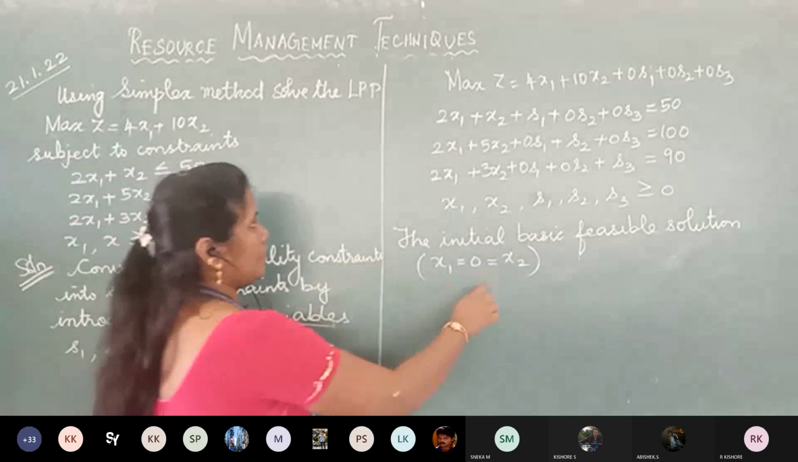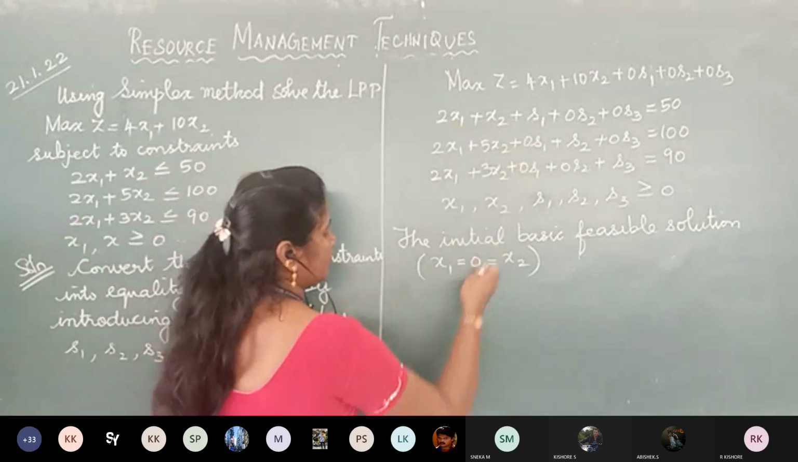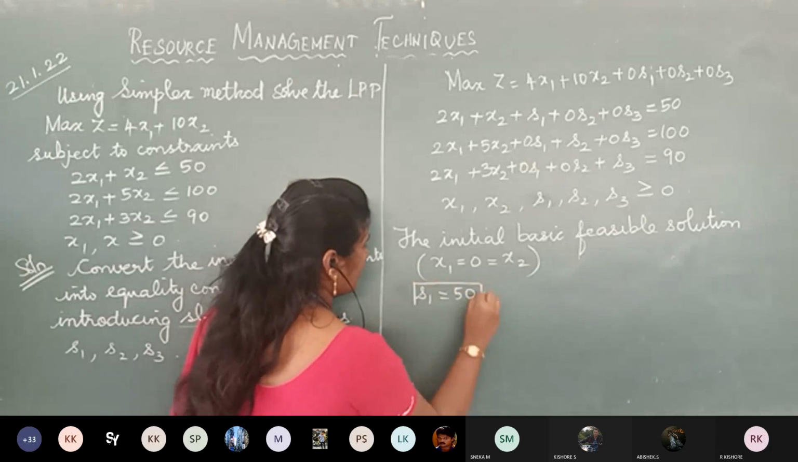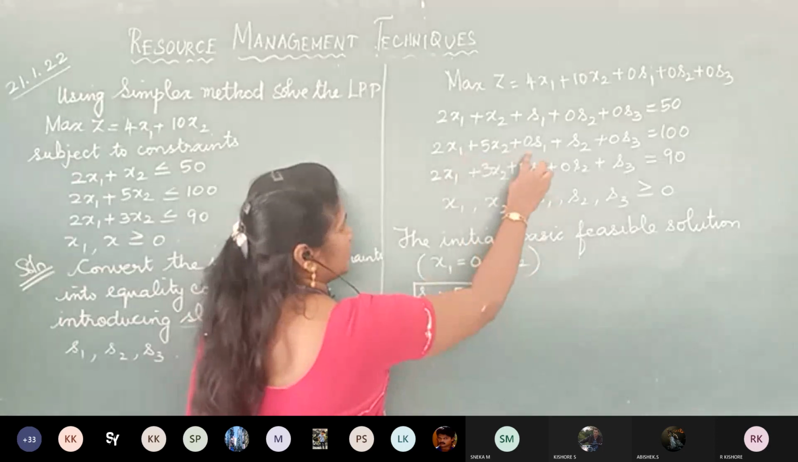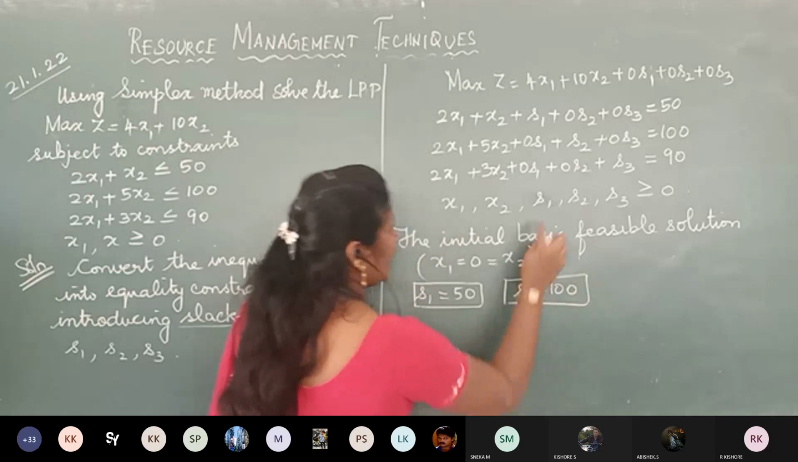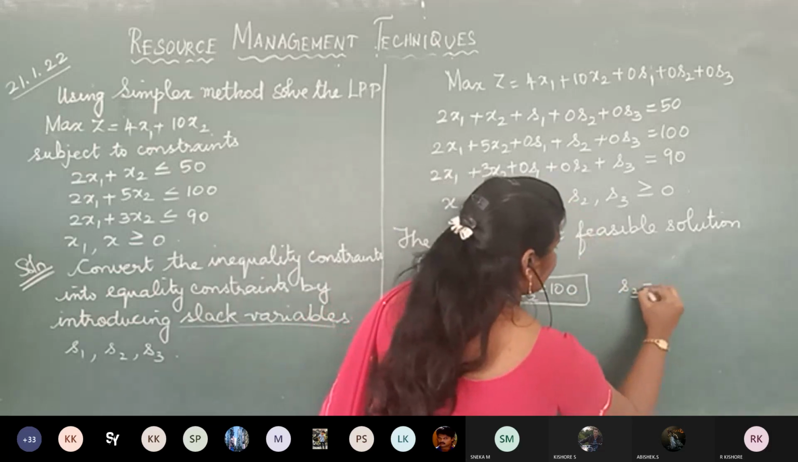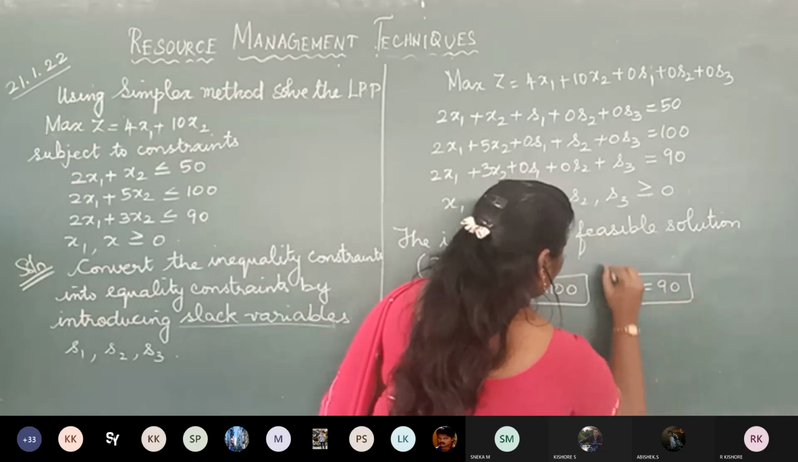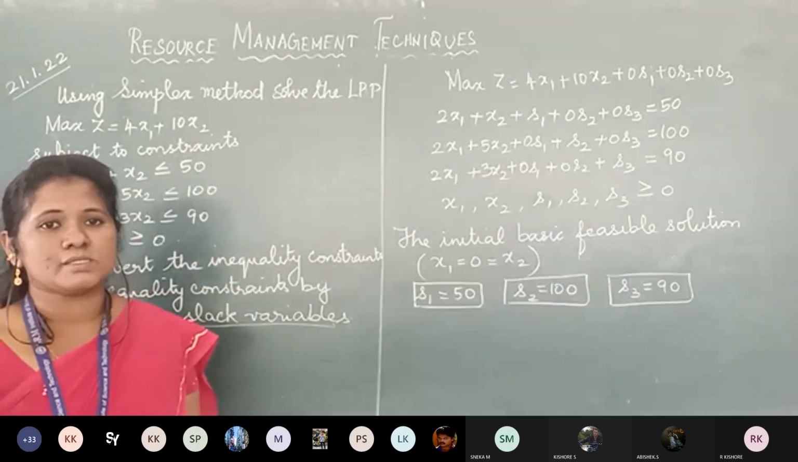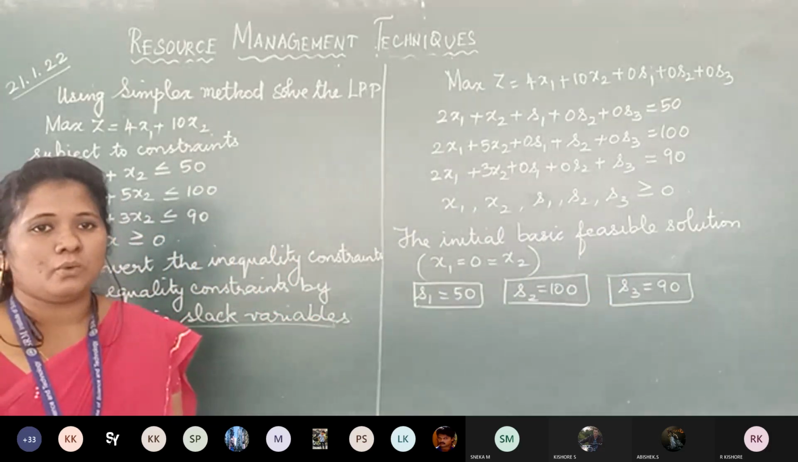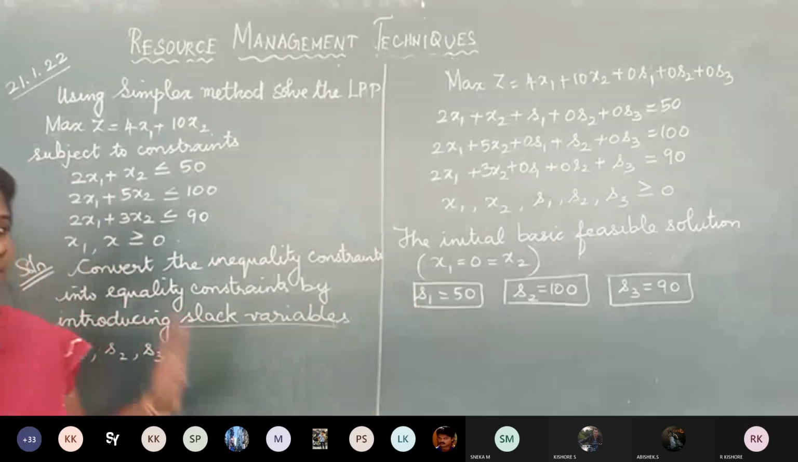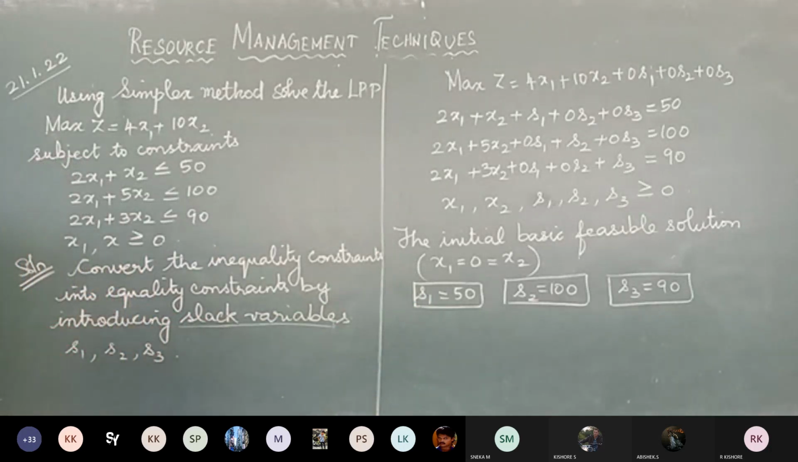So your x1 is equal to 0, x2 is equal to 0. So all these terms will become 0. You'll have from the first equation, S1 is equal to 50. From your second equation, all these terms are 0, so you'll have S2 is equal to 100. And from the third equation, S3 is equal to 90. Okay. So these are the values when your initial basic feasible solution has been taken, where your x1 and x2 are equal to 0. Okay. We are taking that into consideration and getting the values of S1, S2, S3. Okay. Write it down. So this will be your first step.